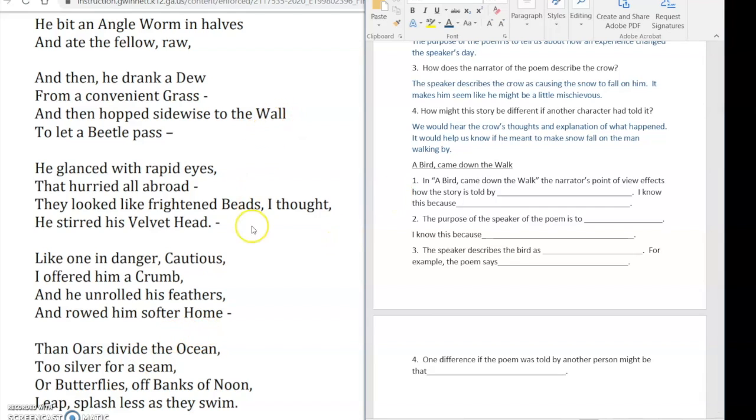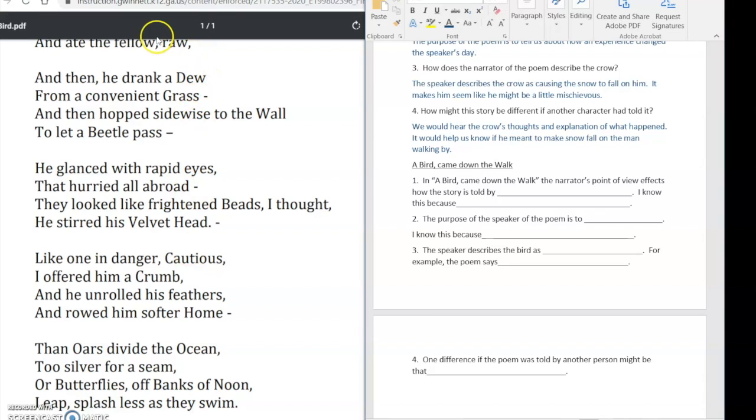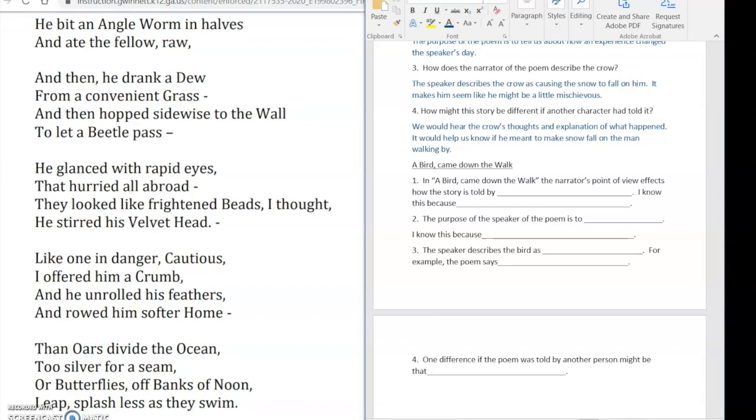So you're going to use that information to answer these questions that I posted right here. So you can just copy and paste this as a template into the second discussion post and answer your questions about what you think is happening in that poem and how the point of view of the narrator affects those things.